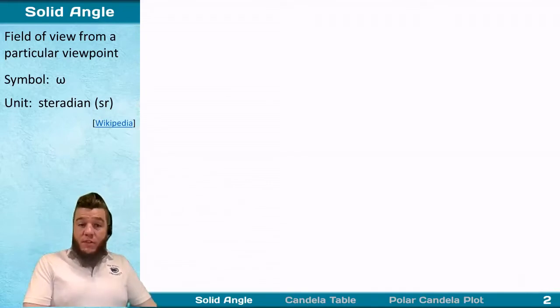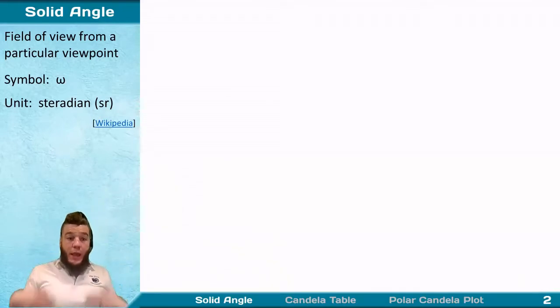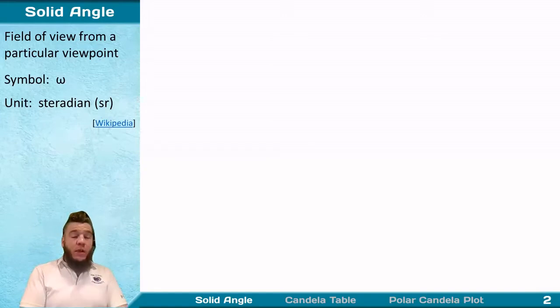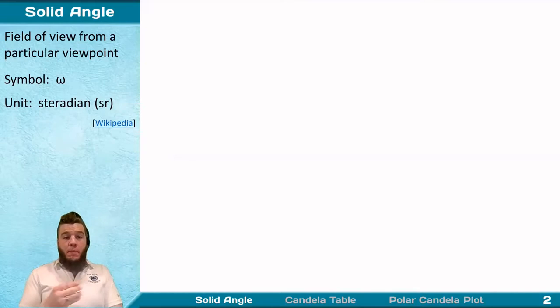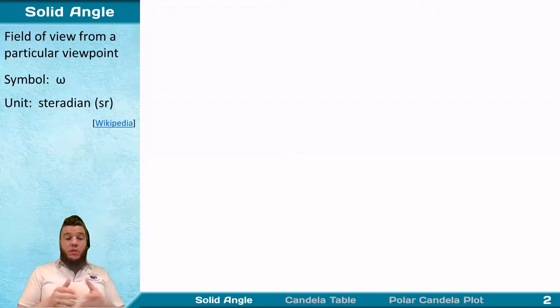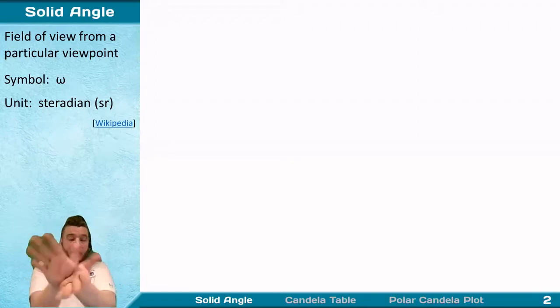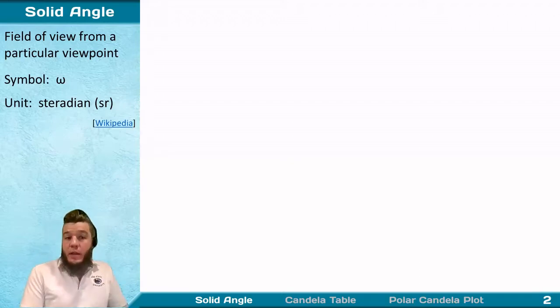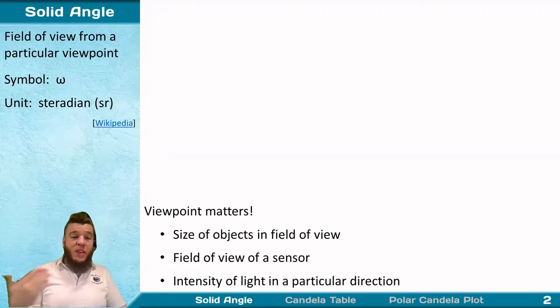So let's start with some definitions. We have our solid angle, which is the field of view from a particular viewpoint. The symbol we use for that is omega, and the unit is going to be in steradians. This is like degrees, it's a dimensionless unit, and it's going to define everything that is inside a cone emanating from an origin. So let's take a look at some of our options here.